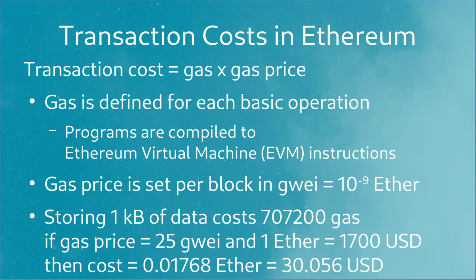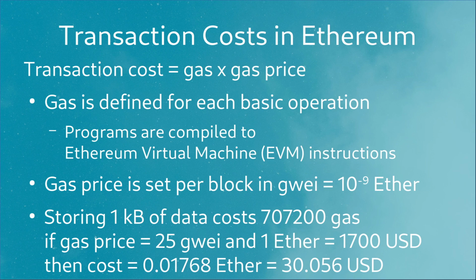In the last slide here, I want to explain the transaction costs in Ethereum. Whenever you execute a function on the Ethereum blockchain that makes some changes to the blockchain, you have to pay some money, and this money is calculated as the gas of the function multiplied by the gas price.